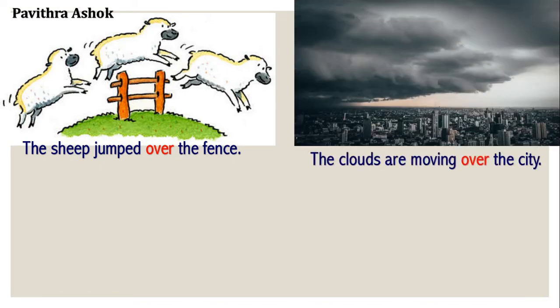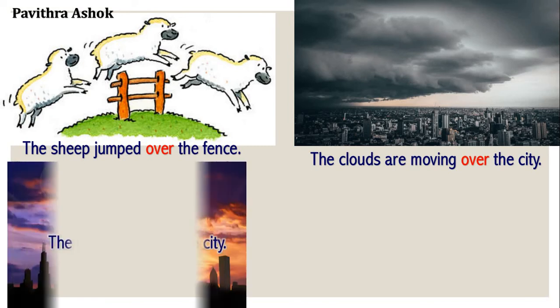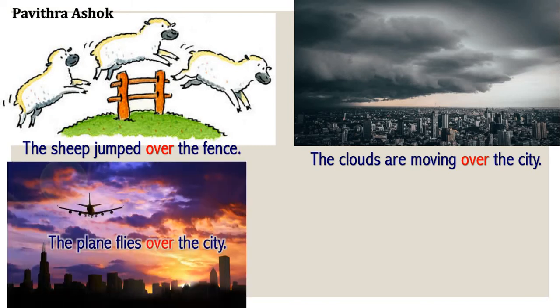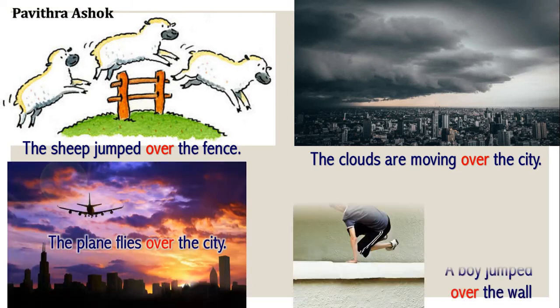The clouds are moving over the city. The clouds are moving, there is a movement at a higher level. So, here you should use over. Similarly, the plane flies over the city. A boy jumped over the wall. You can see in this picture, a boy is jumping. There is a movement at a higher level. When there is a movement at a higher position, you must use over, not above. I think it's clear now.